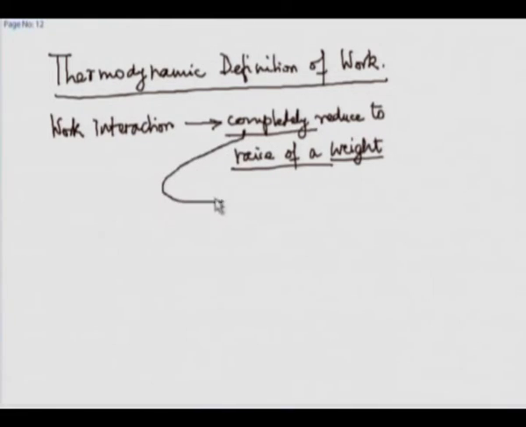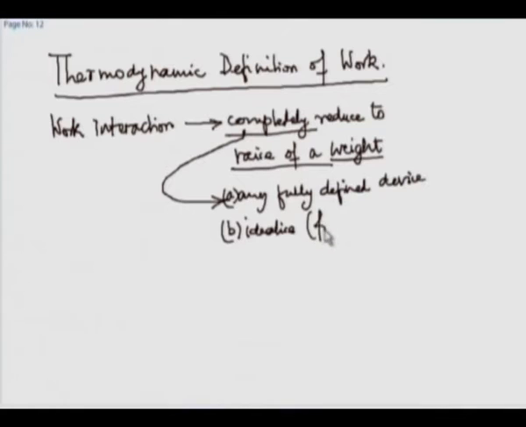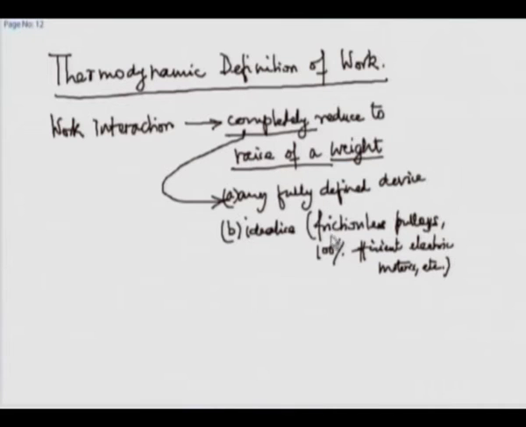Now, by completely what do we mean? We can use any fully defined device we can idealize. For example, we can use frictionless pulleys, we can use 100% efficient electric motors, etc. That means we can neglect mechanical friction, we can neglect electrical friction, that is ohmic heating and such stuff.